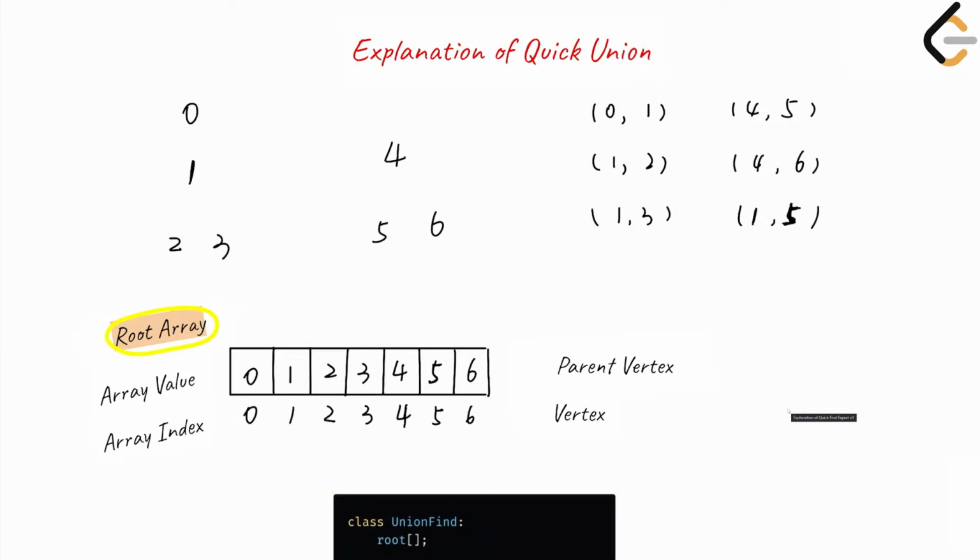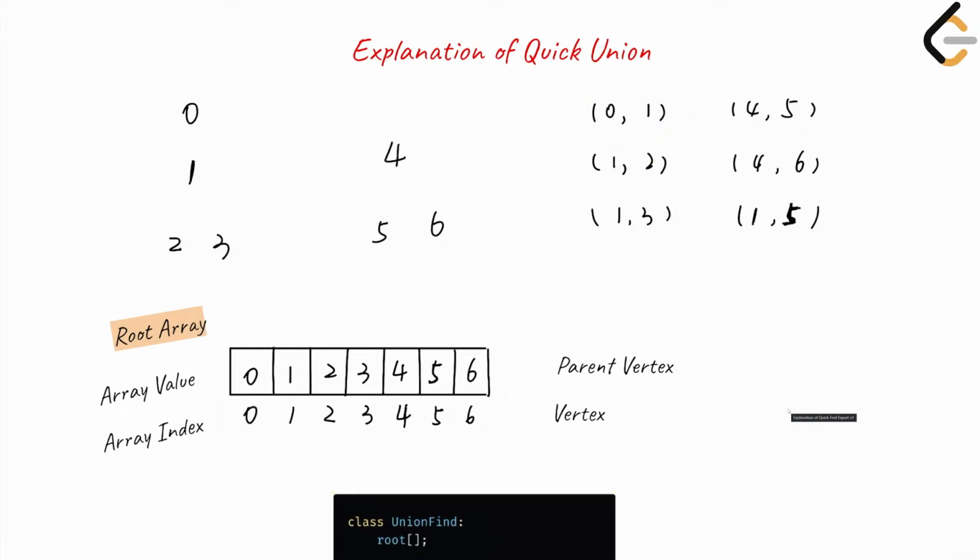First, we need a root array. In this array, the indices represent the vertices, while each element will be the parent node of the vertex. In quick find, it will be the root node. However, in quick union, the element of the array will be the parent node. Let's see how we can connect 0 and 1.